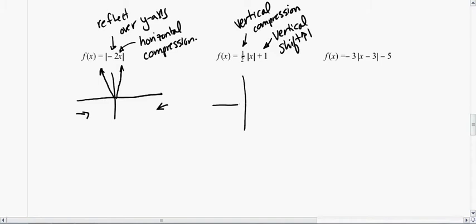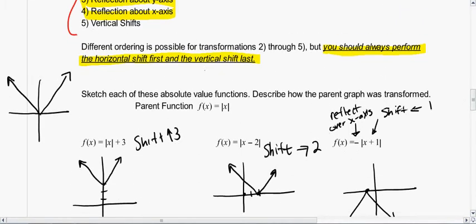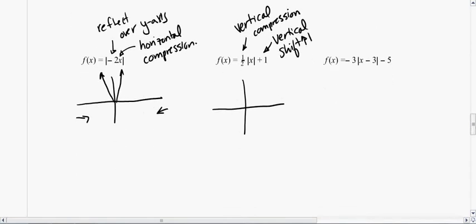All right. What do I do with vertical shifts? Vertical shifts are last. So I'm going to move that graph up 1 when I am done. Eventually it's going to end up here. The vertical compression means that the V is going to open up. So it's going to start at 1, but it's going to be far more open than my parent function.